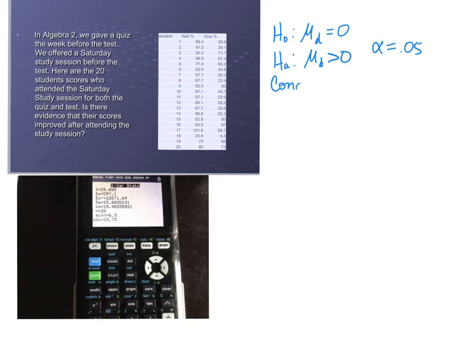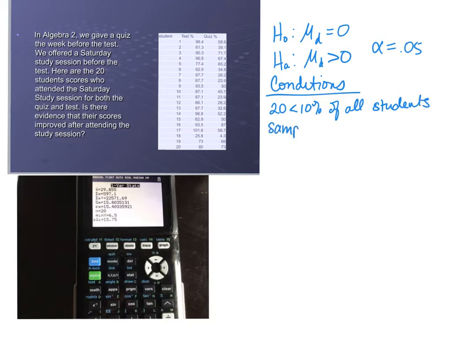And the conditions: 20 is less than 10% of all students. The sample was possibly representative. Possibly not, because these are the kids that decided to come in on a Saturday. The data is matched. Each student has a score in each category.